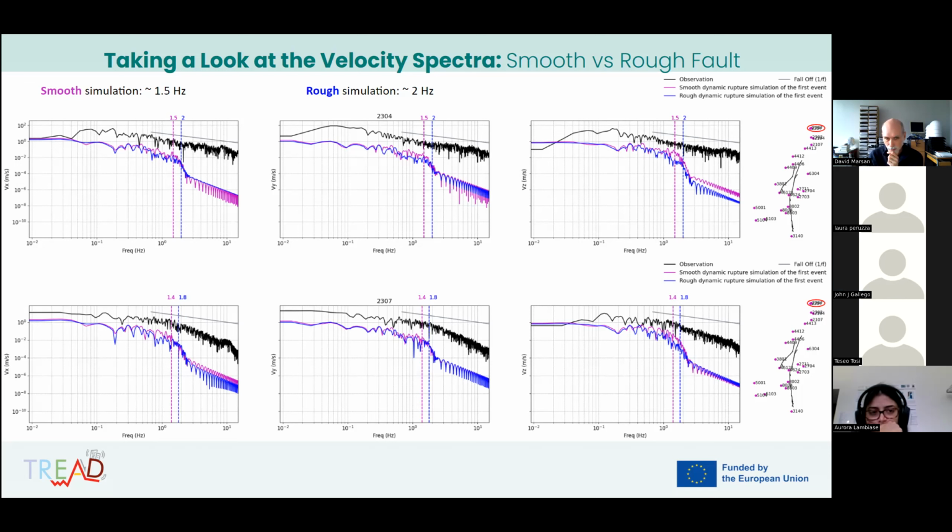Because if you lack high frequencies, the first thing that springs to mind is that you just haven't simulated enough roughness on your fault. So maybe just increase the roughness and check if you can simulate your high frequencies, it might be worth checking. True.